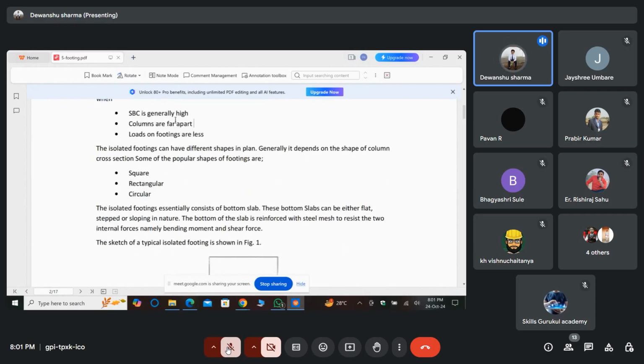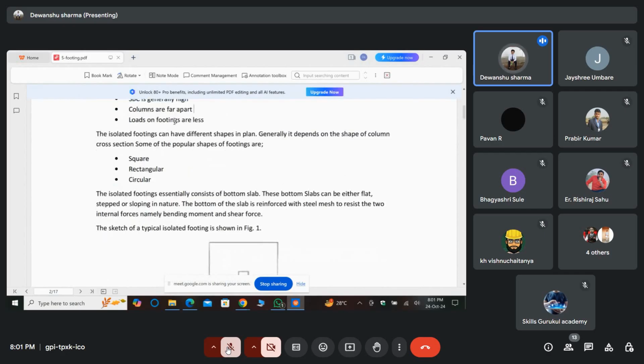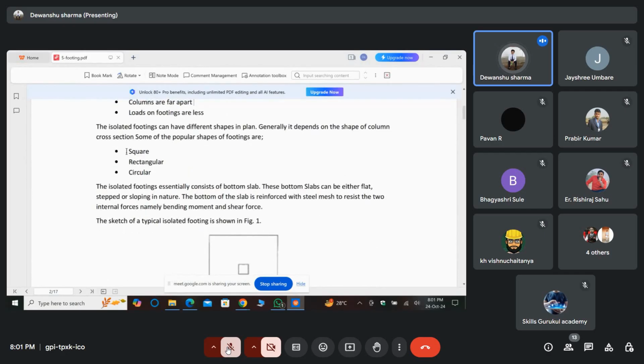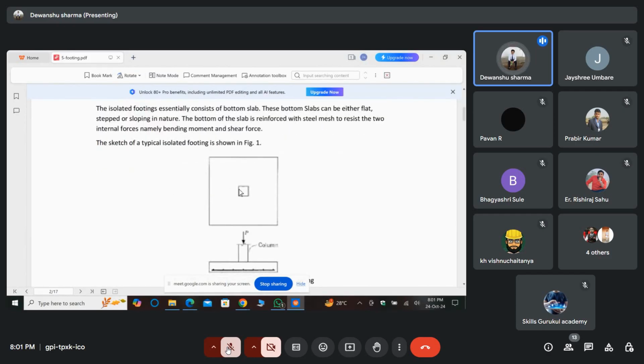And this is based on the column property, that is shape. Further, they are also classified as square, rectangle, or circular based on their shape, like this.